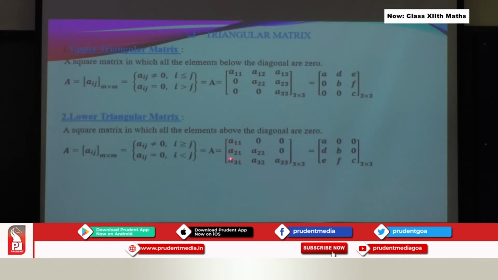You can see all these entries below the diagonal are satisfying the same condition. Ith place is greater than jth place. You can see here 3 is greater than 1. Here 3 is greater than 2, and including diagonal, so i is equal to j. So you see here 1 1 also included, 2 2 also included, 3 3 also included, and hence you get a square matrix of order 3.